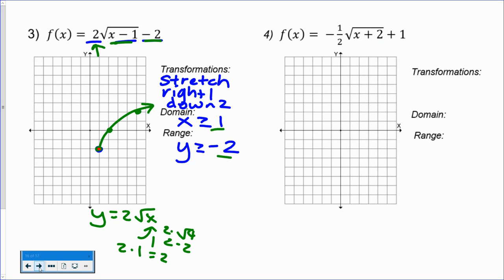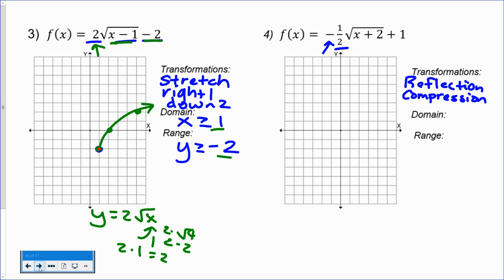All right, with number 4 over here, I have a negative in front. That is going to be a reflection. I have a 1/2 in front, so that's a number between 0 and 1, a fraction or decimal, which is going to make it a compression. Our last problem, we had a 2 in front, so that stretched it. So it doubled my y values. Now we're going to cut those y values in half.